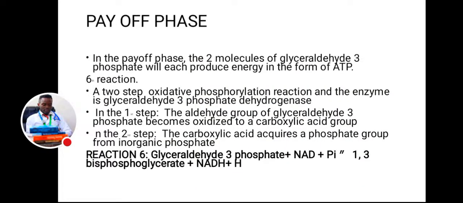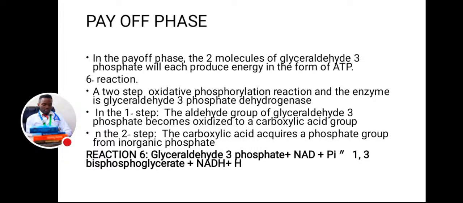Now this brings us to the second phase of glycolysis, which is called the payoff phase. The payoff phase is also known as the yielding phase, where we harvest from the investment that was made in the first reactions. In the payoff phase, there are 2 molecules of glyceraldehyde 3-phosphate, which will produce energy in the form of ATP.